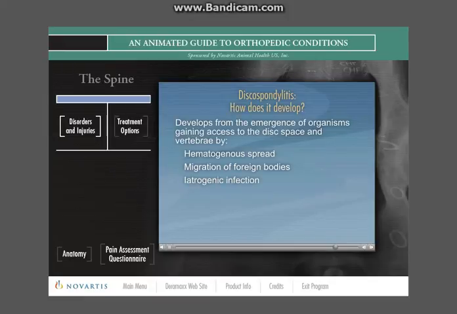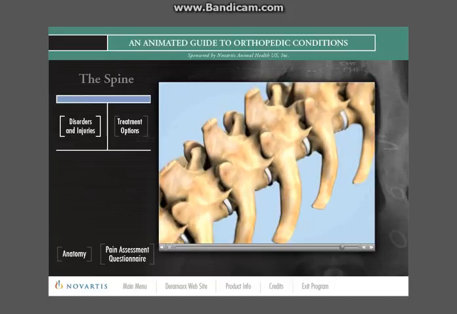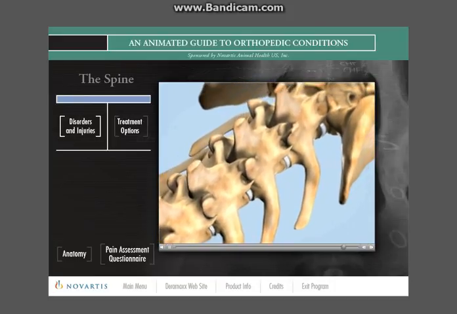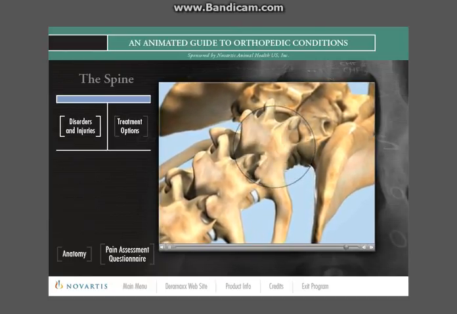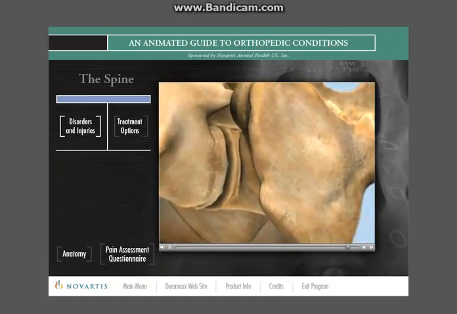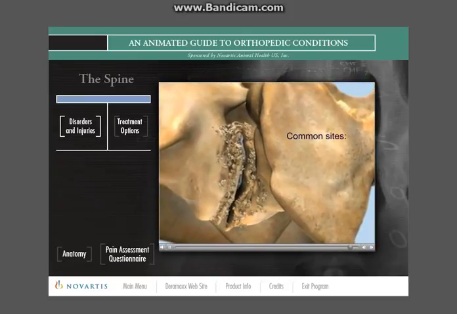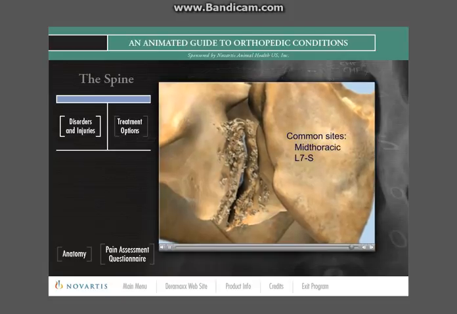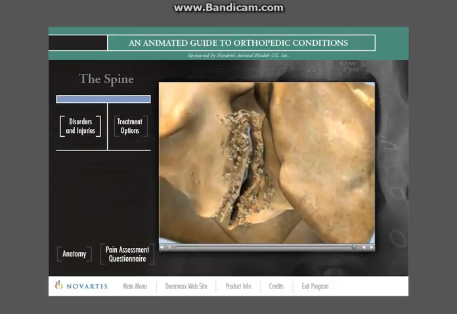Radiographs are necessary to identify the condition, although these findings may lag as much as 6 weeks behind clinical signs. This infection responds well to first-generation cephalosporins or beta-lactamase-resistant penicillin drugs. Discospondylitis is a destructive lesion of intervertebral discs and vertebrae. Diagnosis is usually based on characteristic radiographic findings of disc space collapse, bone lysis in the vertebral end plate, and a variable component of bone proliferation and end plate sclerosis. Any vertebral segment can be affected, but mid-thoracic and L7-S1 are common sites. Clinical signs of discospondylitis often mimic those of intervertebral disc disease.